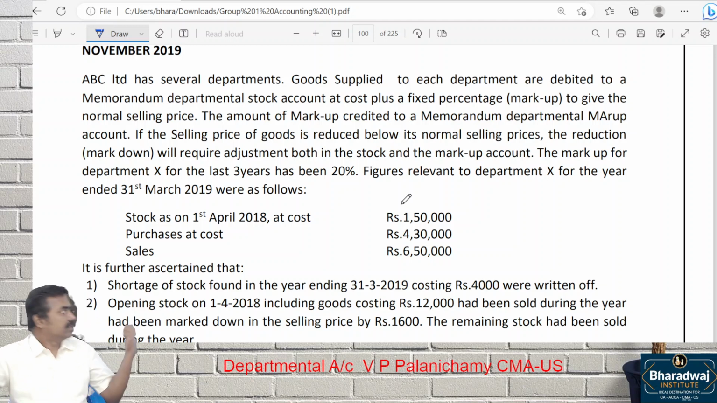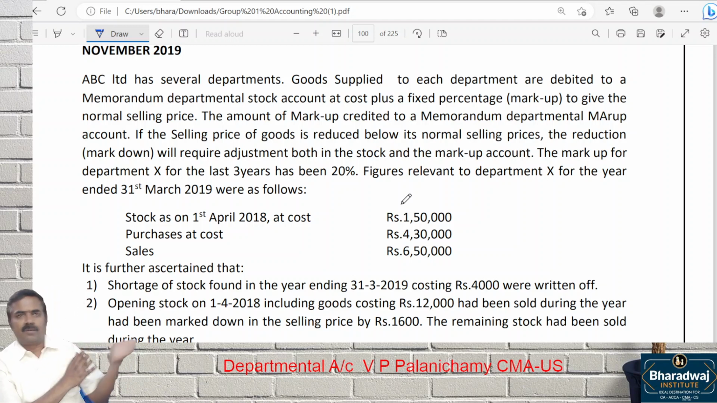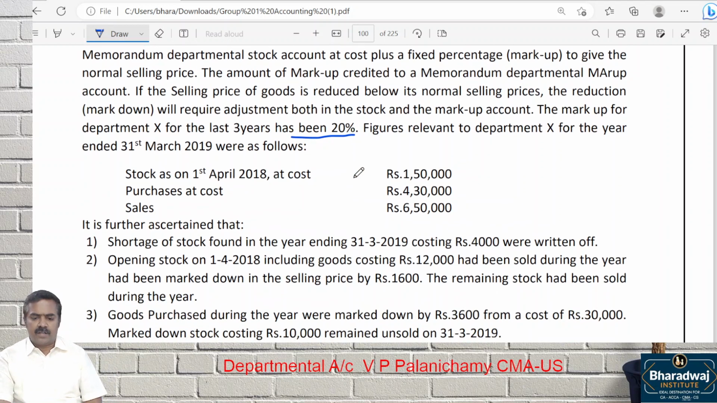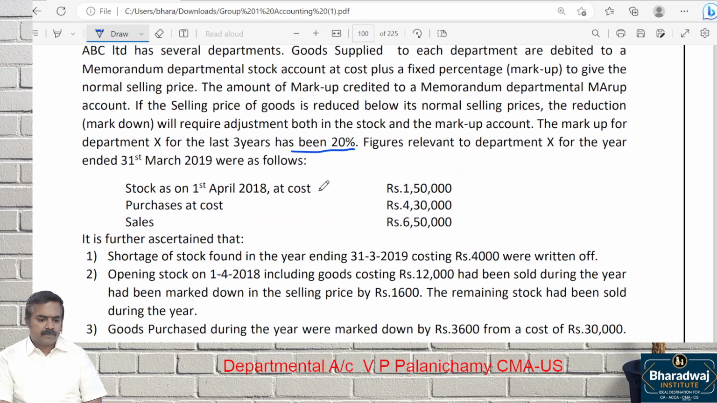Look at this. If they ask this kind of question, it will be the same model. Try to do it. We can finish up in 5 minutes time. 10 marks. Departmental Ac markup for last 3 years has been how much percentage? 20%. The figures relating to Departmental Ac is given to us. Opening stock at cost, purchase at cost is given, sales is given. We can finish up in 5 minutes.